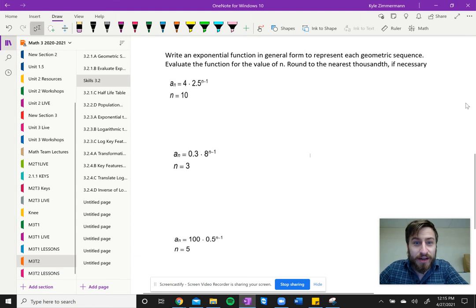Hey team, it's Mr. Z, and today we're going to write exponential functions in general form to represent each sequence. Then we're going to evaluate it. Let's go ahead and dive on in.